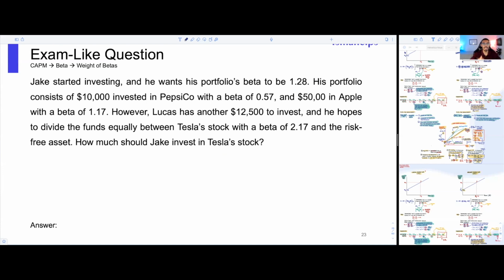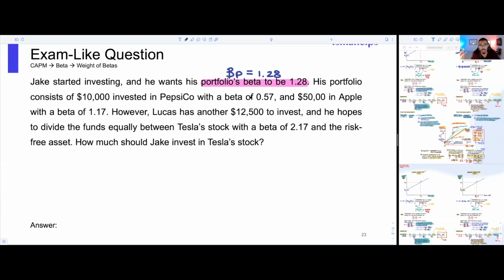That said, let's move on to the question and let's actually highlight stuff and talk about things as we go. So Jake started investing and he wants his portfolio's beta to be equal to 1.28. That's pretty interesting. Jake wants his portfolio's beta to be equal to 1.28. All right.